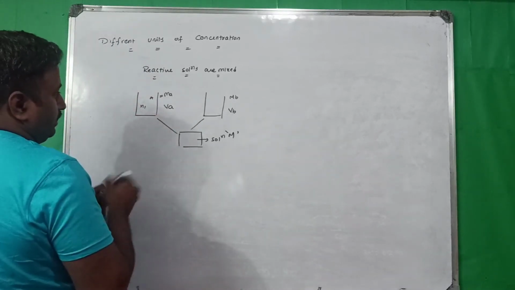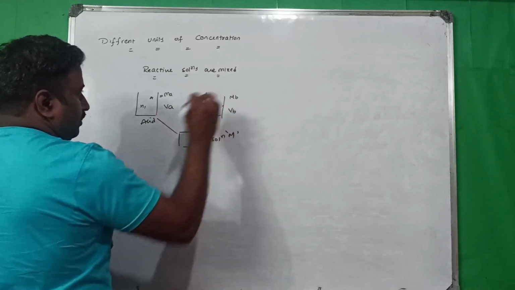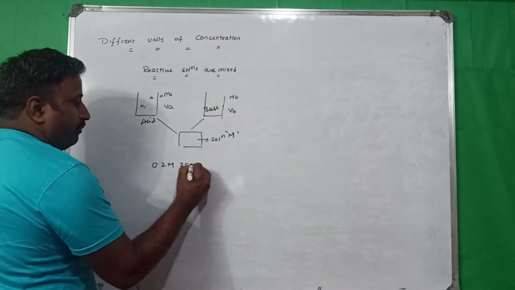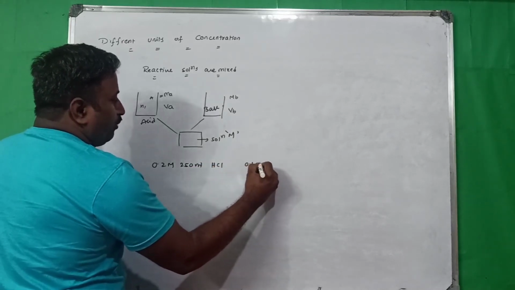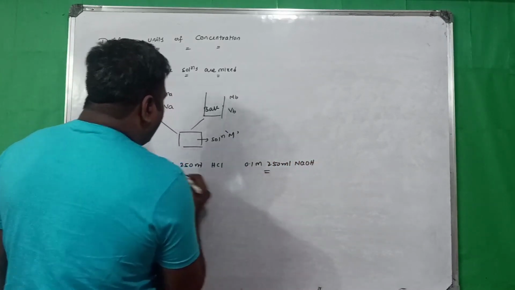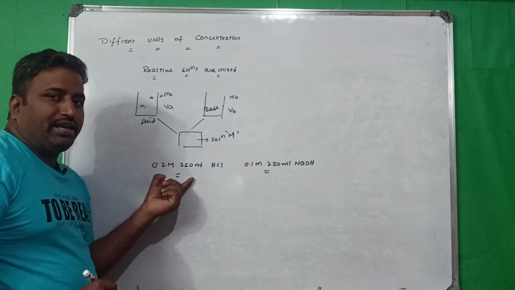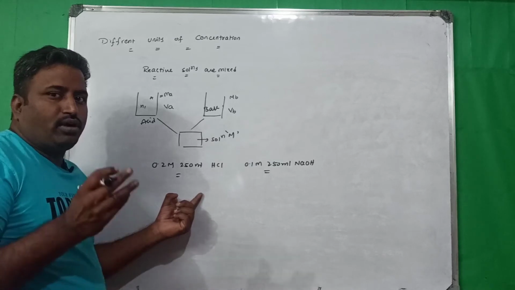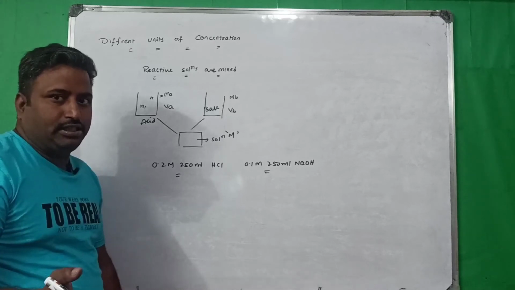Here let us think one is acid, one is base. This is acid, this is base. So same condition, 0.2 molar, 250 ml, HCl is mixed with 0.1 molar, 250 ml, NaOH. Now find out whose moles are more. Obviously 0.2 molar is more. Then it will neutralize NaOH and remain with some amount of HCl. That means the resulting solution will have acid concentration only.